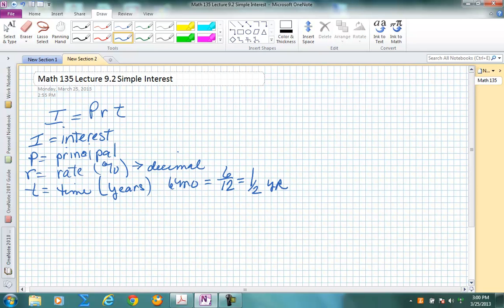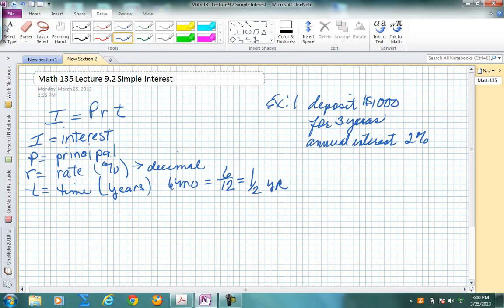So, for example, if you want to deposit $1,000 in a bank for 3 years, and the annual interest rate is 2%. How much will you earn in interest?